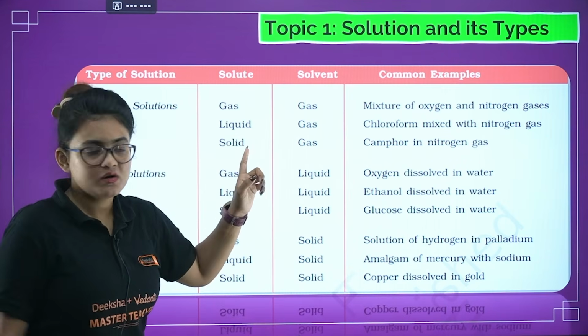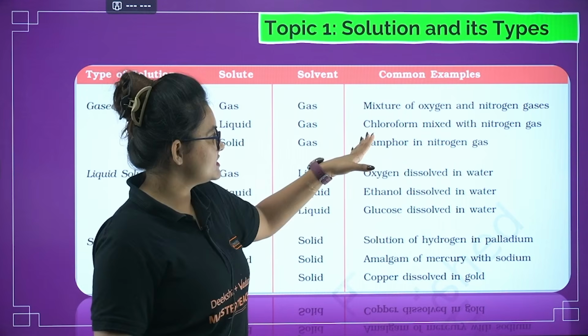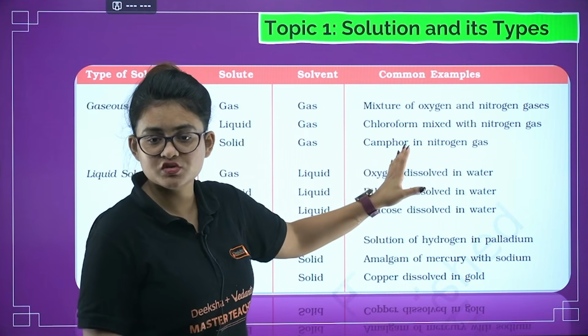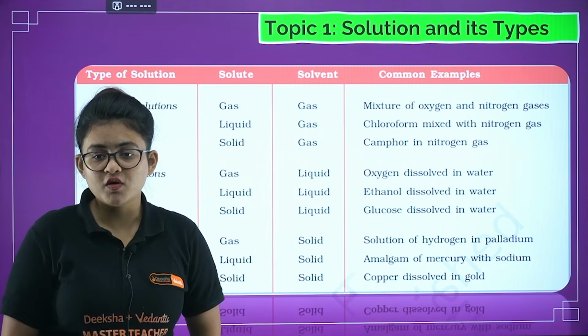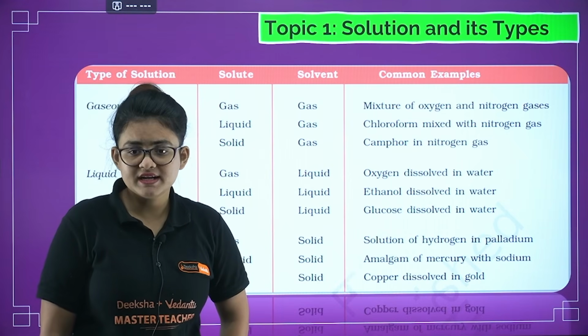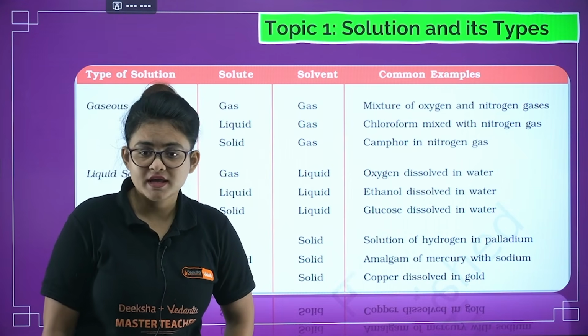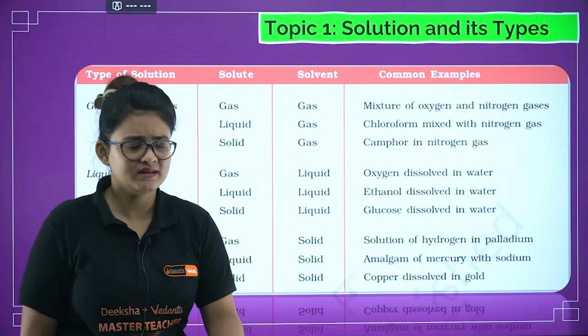Okay, so now one by one example. You can see gas in gas, whenever you are discussing, it is a mixture of oxygen and nitrogen gas you can take. Liquid in gas, you can take the example of chloroform with nitrogen, and whenever it comes to the matter of solid in gas, you can take the example of camphor in nitrogen gas or something like that.